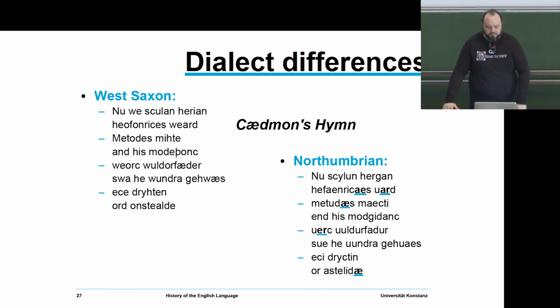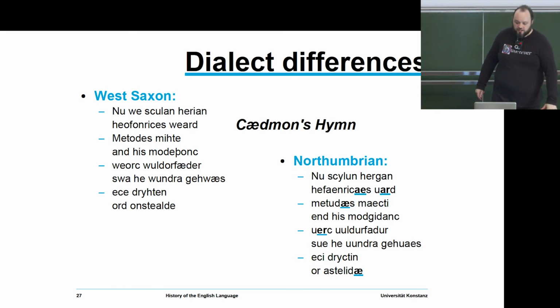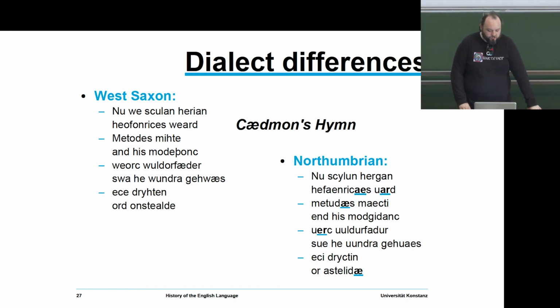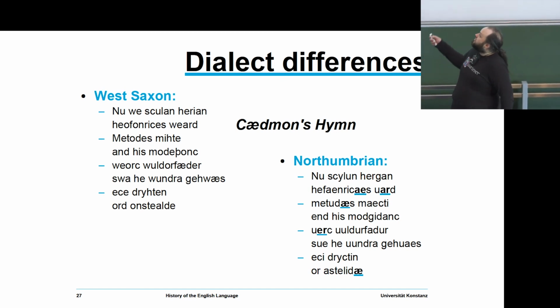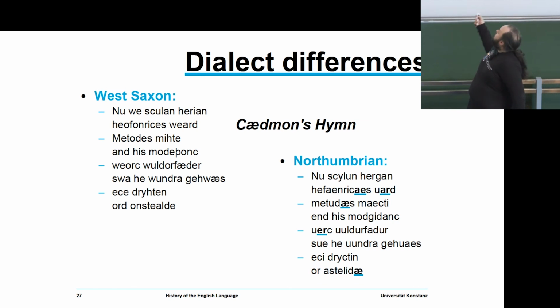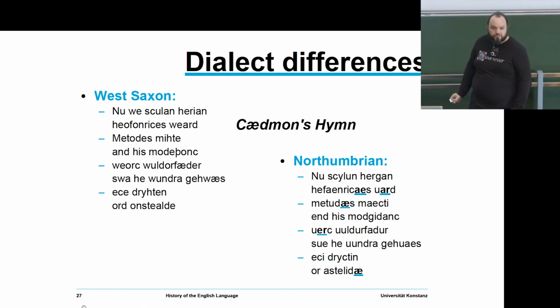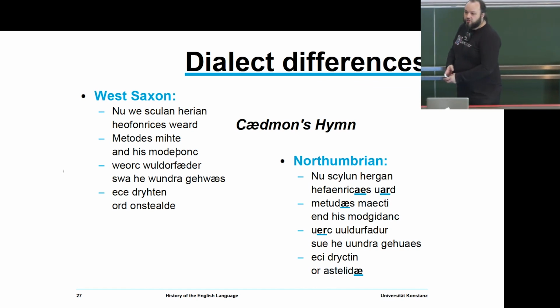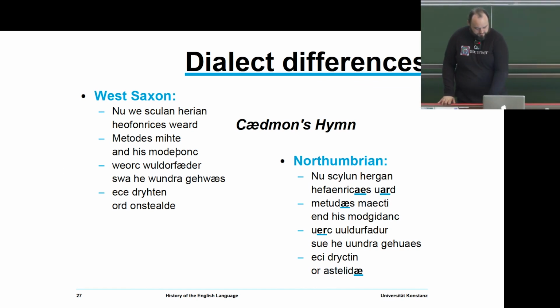We also see several other differences that you can see here, and I don't have time to dwell on all of them. But for instance, one thing that's quite noticeable here is that the subject pronoun, we, is present in the West Saxon version, but it's not there in the Northumbrian version. That's the version that we saw earlier on.